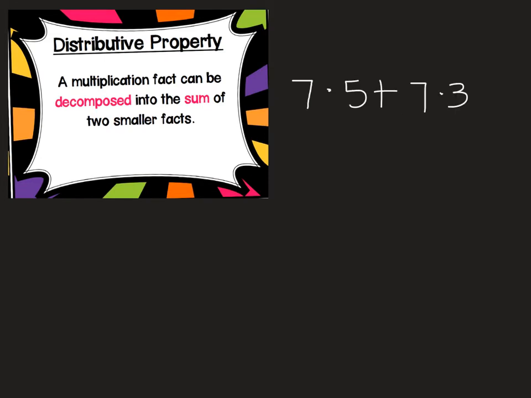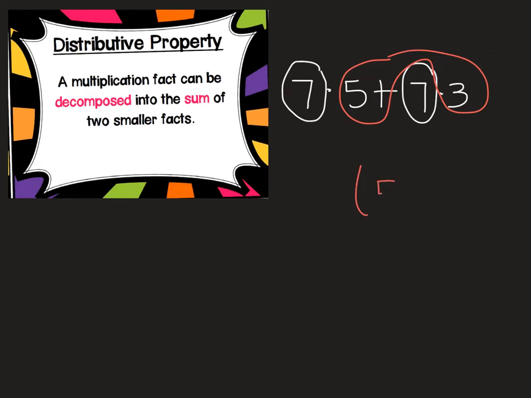This problem also works the opposite way. If I notice that I have a factor that's the same, my 7, I can squeeze it back together. I have my 5 plus my 3 that I can put in parentheses, and I can leave my 7 on the outside.